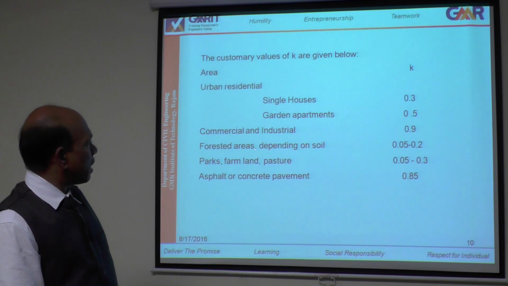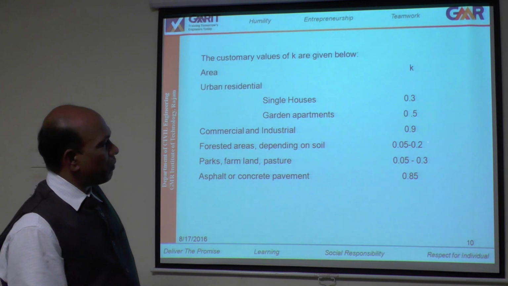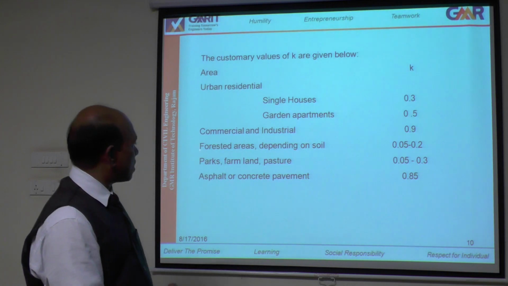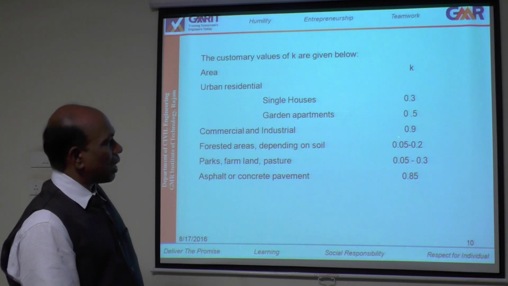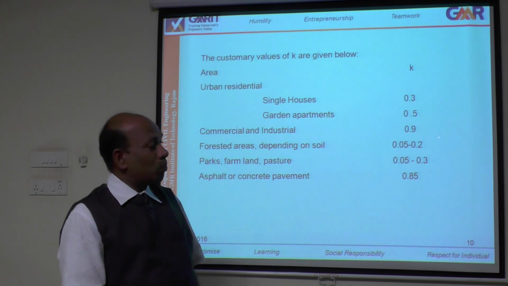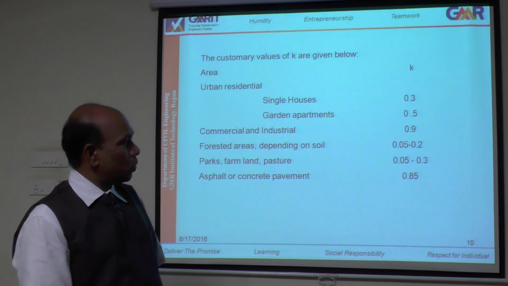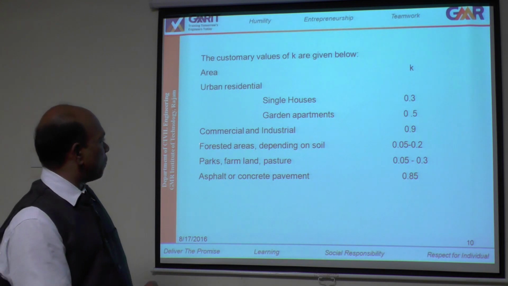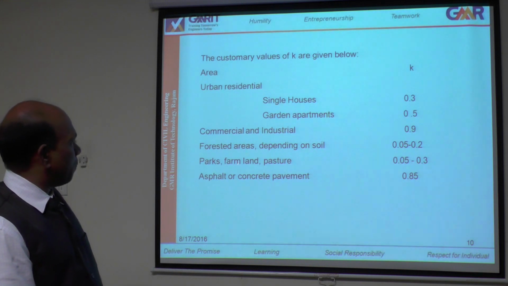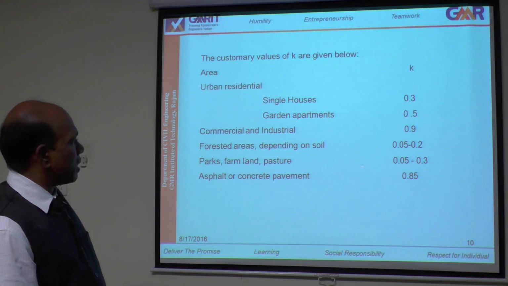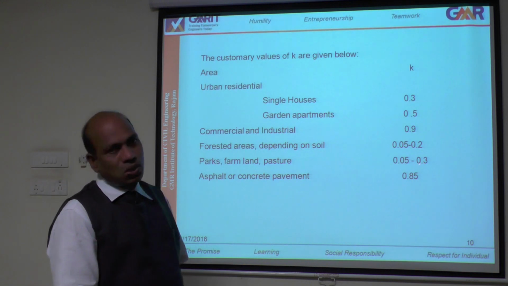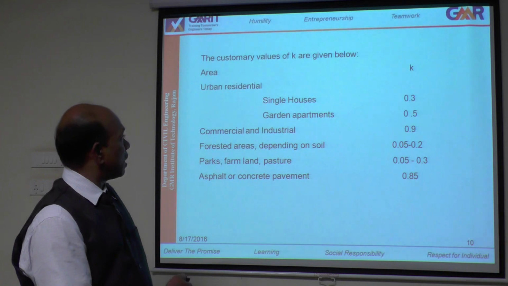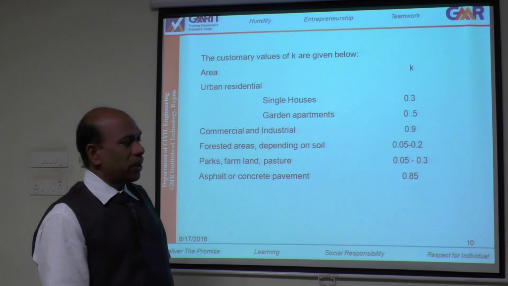Another one, forest areas, where the value is very less, because here the infiltration capacity is too high. In these conditions, the runoff will be very less, because most of the rainfall depth infiltrates into the ground. The quantity of water above the ground surface is very less in this type of area. Whereas in the case of parks and farmlands, this is also a very low K value. Here also the infiltration capacity is too high as compared with commercial, industrial and residential areas. Here also runoff is less.